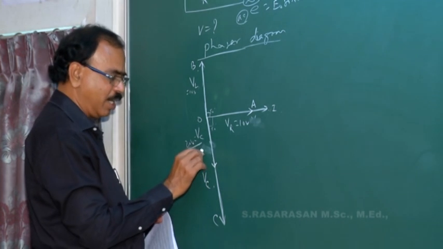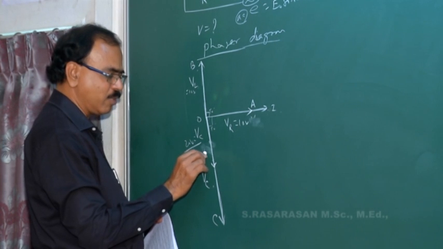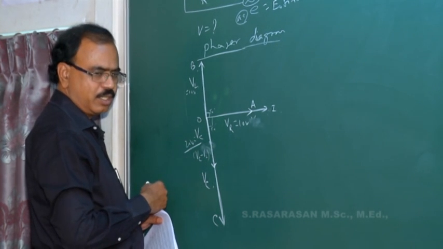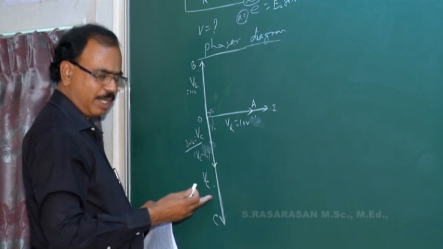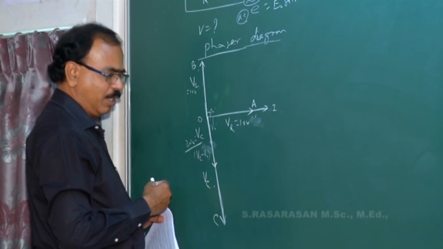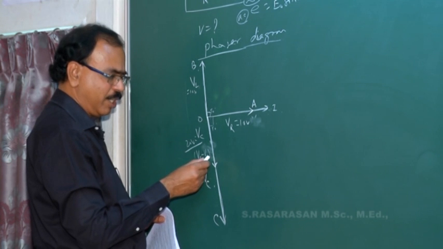VC minus VL, or even we can write VL minus VL. The capacitor is dominating, that's why. That's all. The capacitor is dominating. So it is VC minus VL.